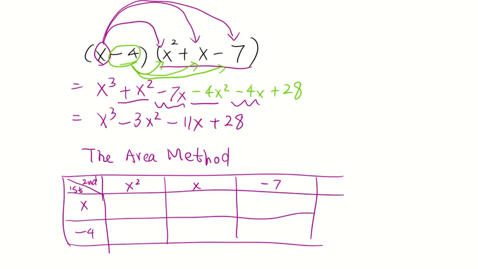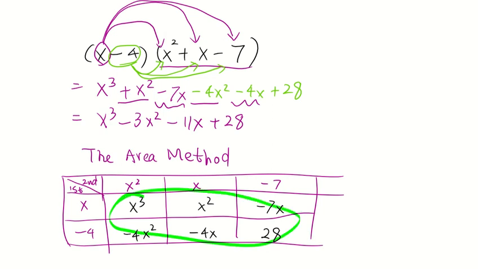First x times x squared, x cubed, x times x, x squared, x times negative 7, negative 7x. Now over here, negative 4 times x squared, that's negative 4x squared. Negative 4 times x, negative 4x. Negative 4 times negative 7, that's positive 28. Now we're going to add all those 6 terms together, and similar procedure, right? You will get the same answer.